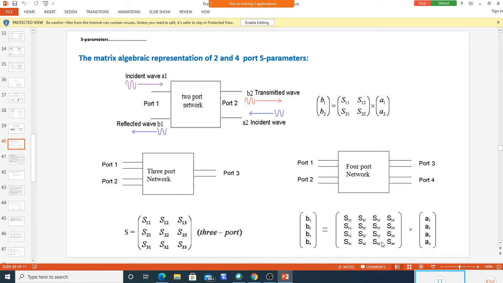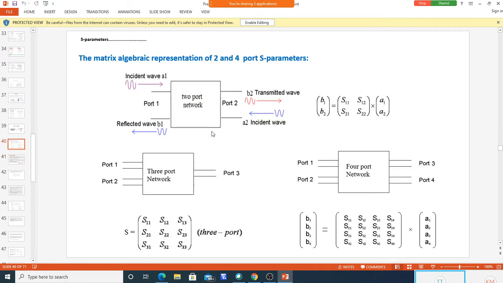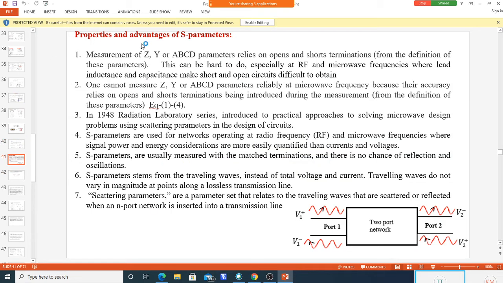So for any number of ports, you can write an S matrix like this. Any network with any number of ports can be expressed in terms of its S parameters. Next we will see why we should go for the S matrix, S parameters for RF and microwave. These are the reasons, properties, and advantages of S parameters.